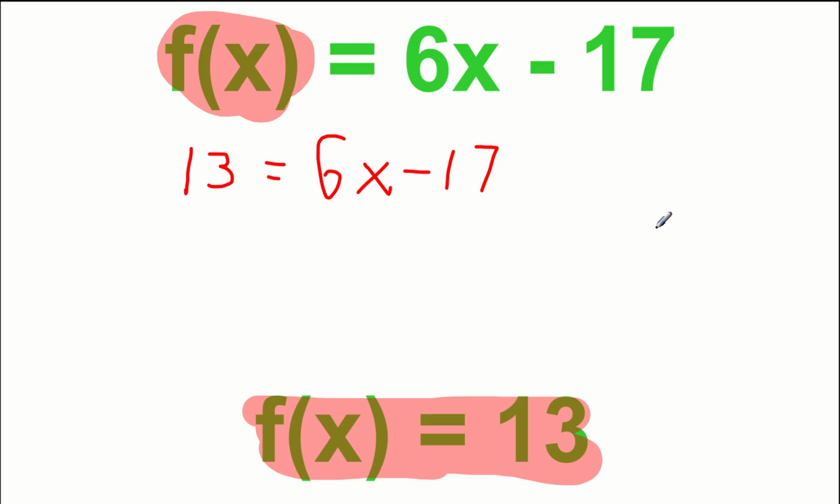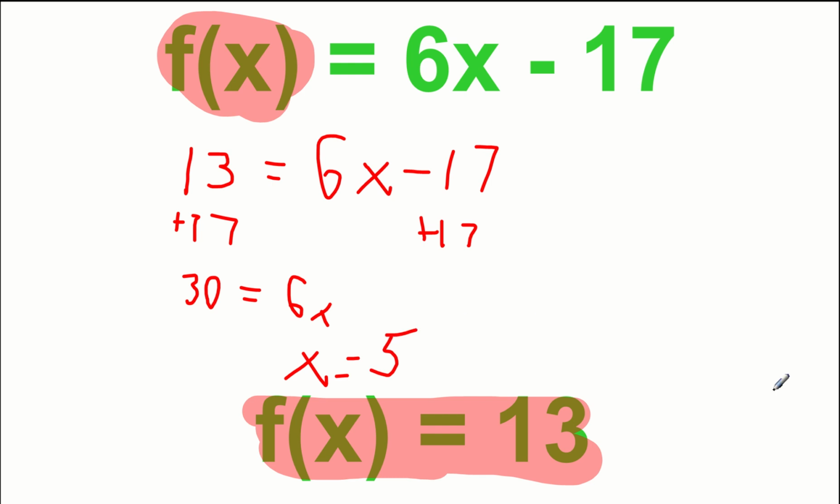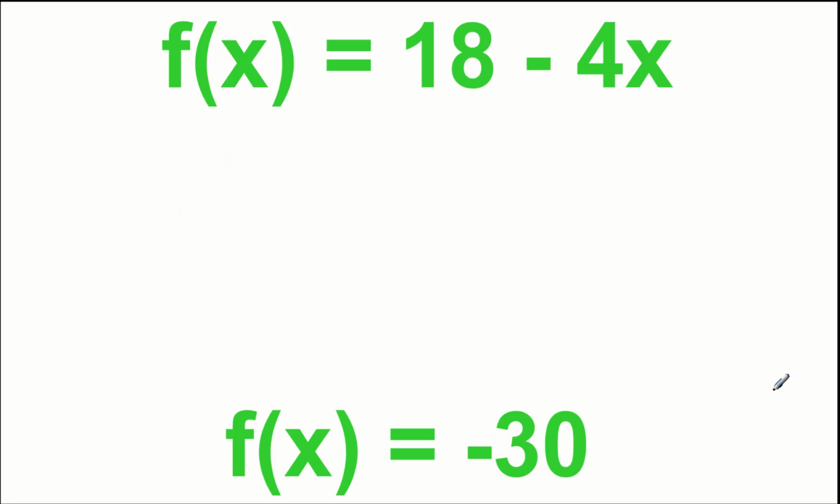And what I have to do from here is solve the equation. So I add 17. That gives me 30 equals 6x. When I divide by 6, I got x equals 5. If it's f of x equals a number, you can solve an equation. Put that number in for x. Everybody following? All right, give this one a try.